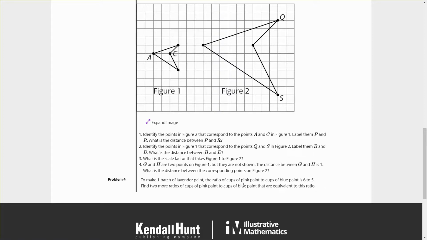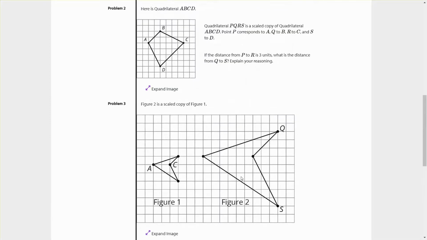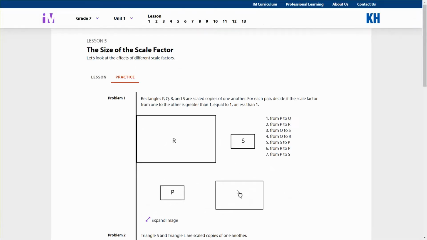What are 2 more ratios of pink to blue that are equivalent to this ratio? This is basically like fractions. If you just multiply these numbers by the same number each time, you'll get yourself equivalent ratios for it. Okay, that's not too bad. All right, one more problem set.